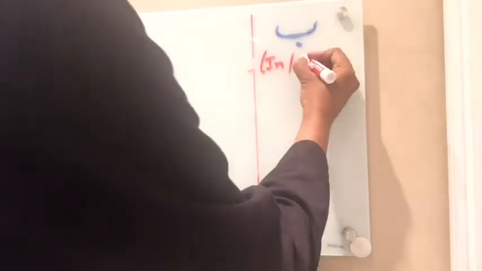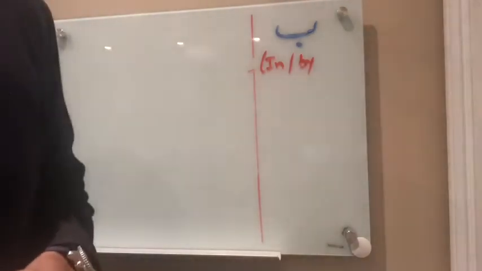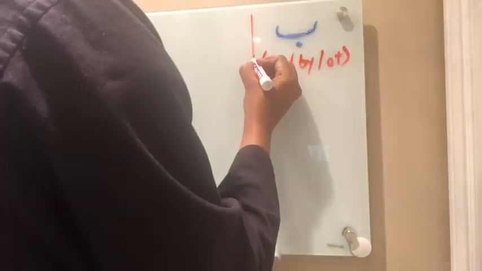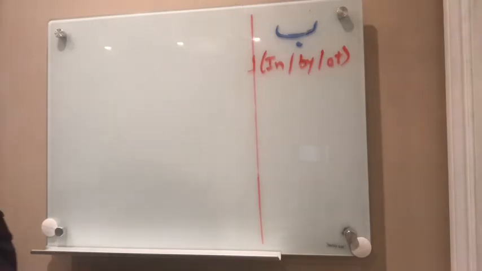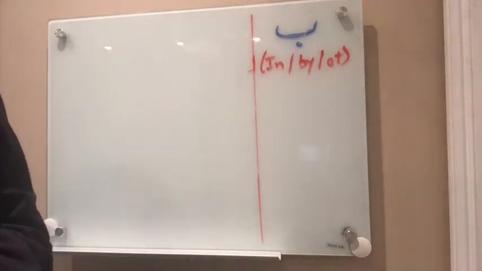In or by, it has several meanings: in, by, at, and that makes it a little confusing. But as we go through the examples, we'll start understanding the meaning, and as I said, it gets actually very interesting.